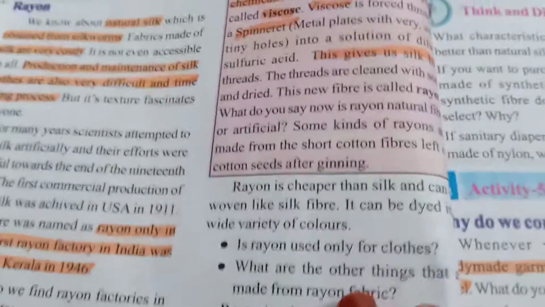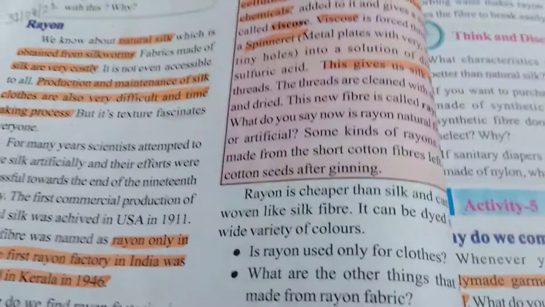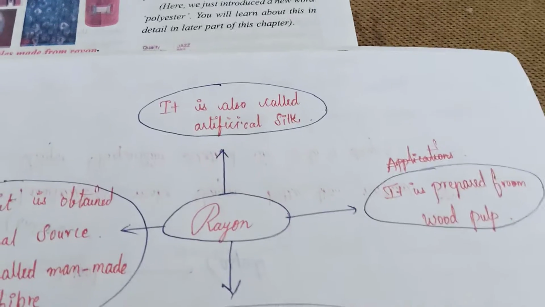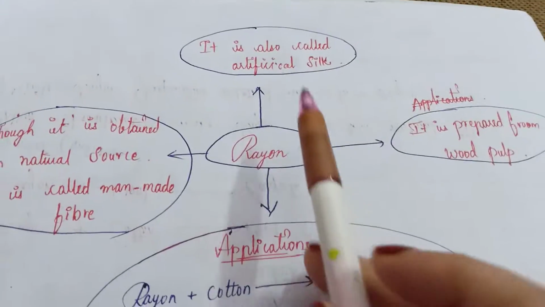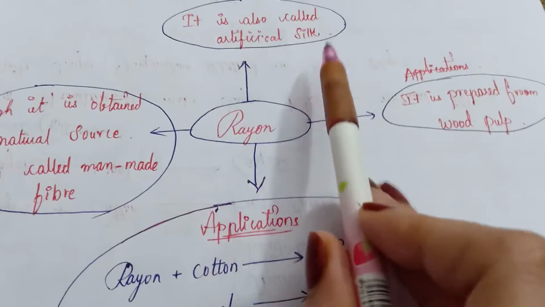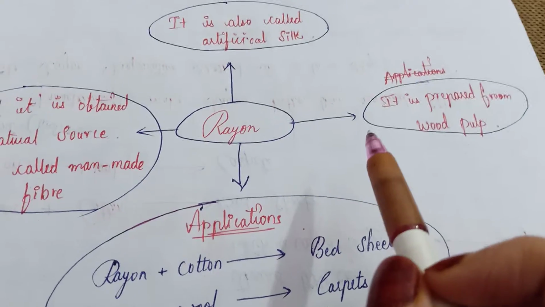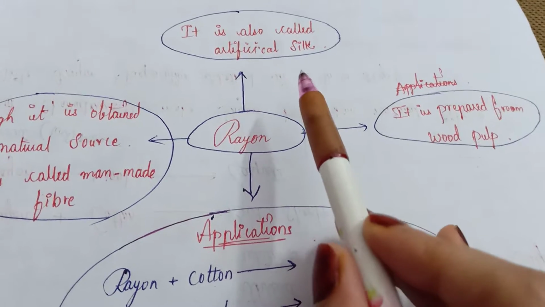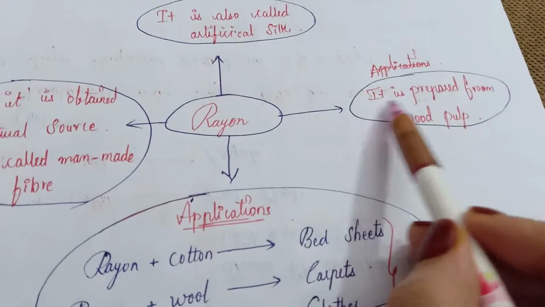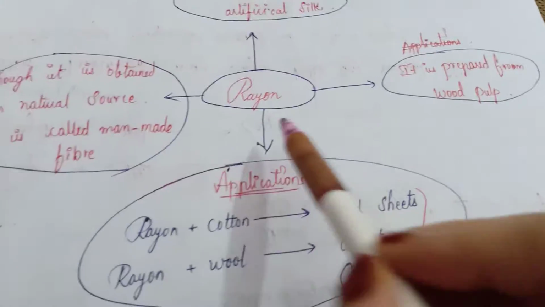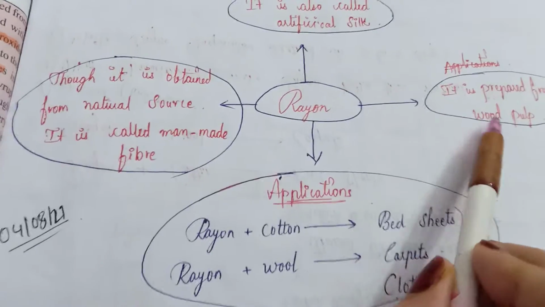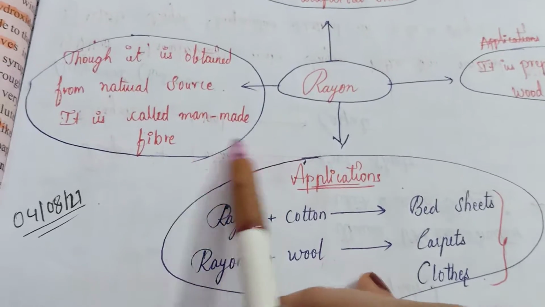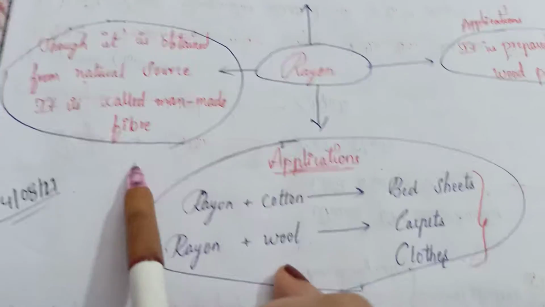And in our last class, we discussed rayon, right? Remember, and the preparation of rayon. What is rayon? Just recall it. It is an artificial silk. Rayon is a synthetic fiber. It is also called artificial silk because it has silk-like qualities, right? And it is prepared from wood pulp. Though it is obtained from a natural source, that is wood pulp, it is called a man-made fiber, right?